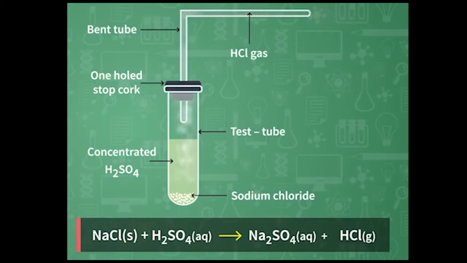Now among the two products formed, we have something which is in gaseous state, that is hydrochloric acid. So the gas evolved during this reaction is hydrogen chloride gas. Na2SO4, this salt is aqueous, that is dissolved in water in the test tube. Now hydrogen chloride is a gas that is collected through the delivery tube.